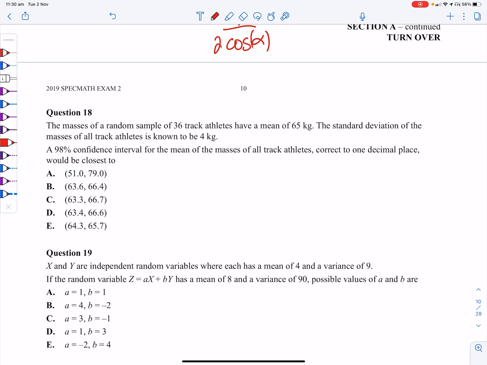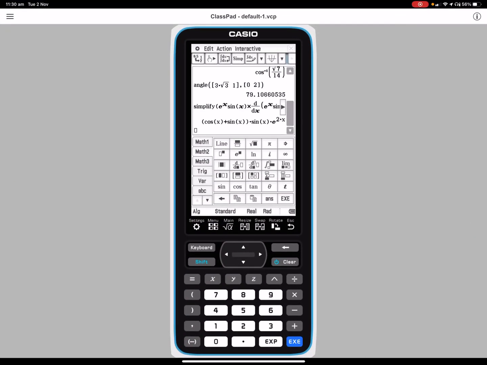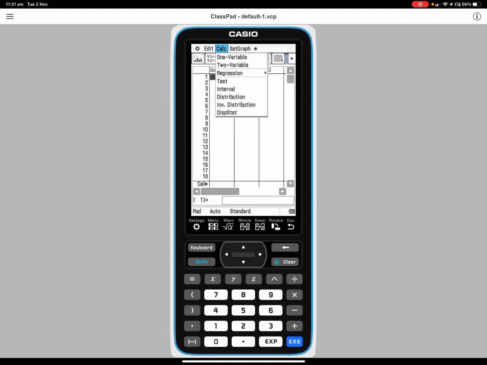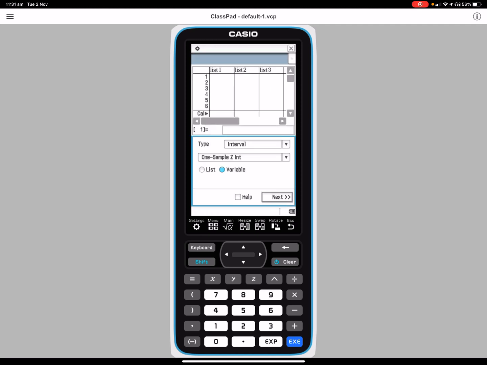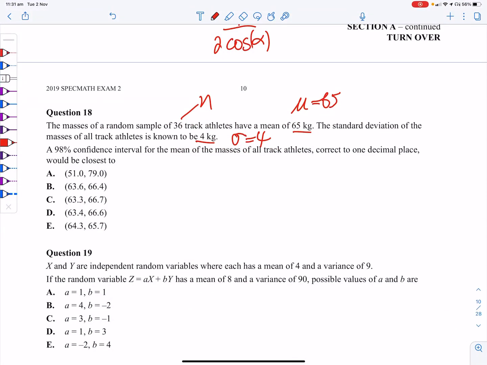So that's a half sec alpha. The masses of 36 athletes have a mean of 65 and standard deviation of 4, with a 98% confidence interval. So we just go into interval: 0.98, sigma is 4, mean 65, n is 36. We get 63.4 to 66.6.